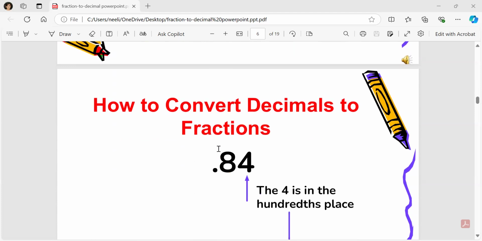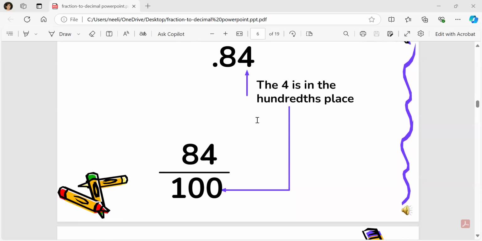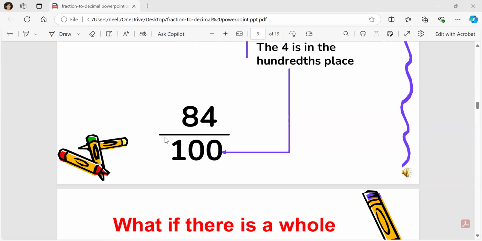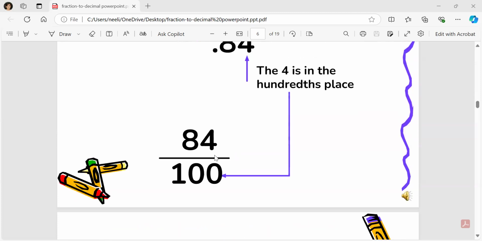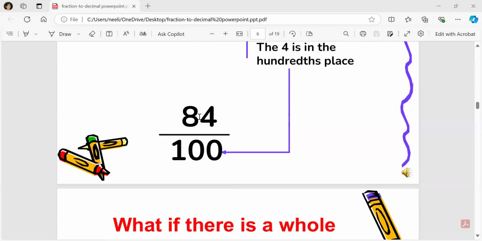How to convert decimals to fractions? Again, 0.84. So here you can see 8 is at the tenth place and 4 is at the hundredth place. So here we'll write 84 upon 100. Since the last number 4 is at the hundredth place, therefore this will be written as 84 upon 100.